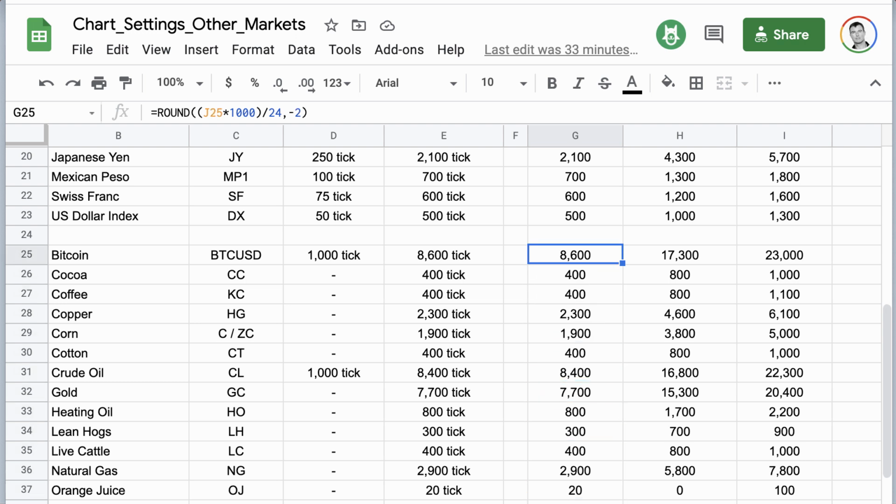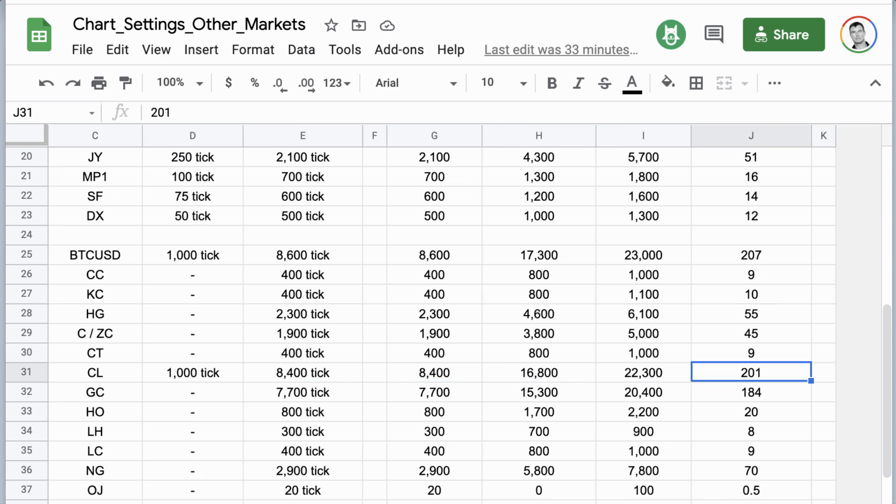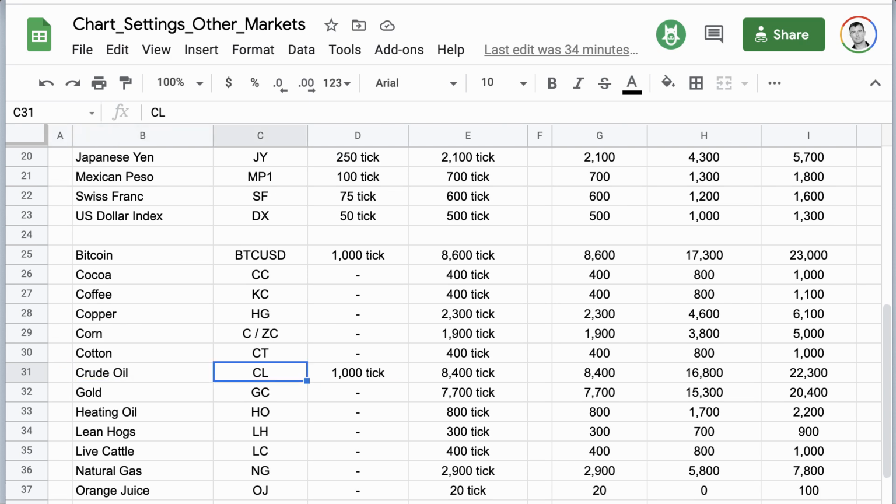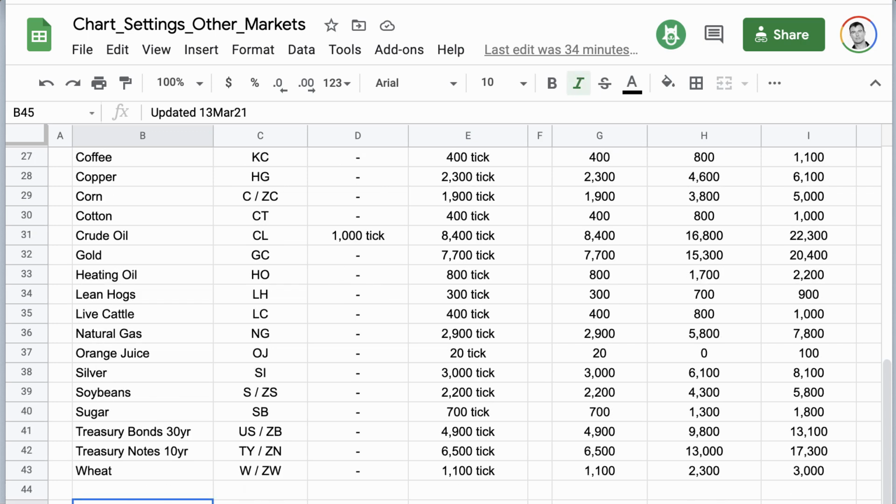We've got Bitcoin using the BTC USD contract, not the futures contract here. But then we've got cocoa, coffee, copper, and so on. And then crude oil here, you can see that we were trading about 201,000 trades per day. And so a 1-hour chart then is about an 8,400 tick bar chart, which I think is a pretty good setting for swing trading crude. And we've got all of these all the way down to bonds and wheat down at the bottom.